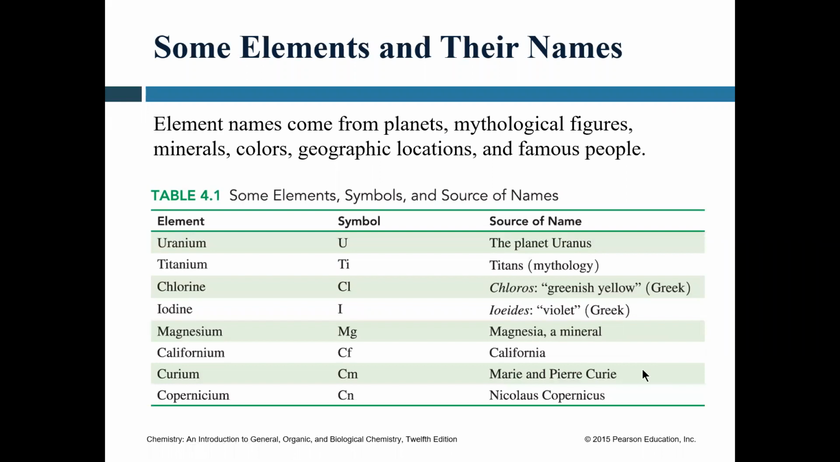So here are some elements with their corresponding names. We've got uranium, symbol U for the planet Uranus. Titanium, Ti for the Titans. Chlorine, symbol is Cl, not Ch. Root is chloros, which is greenish yellow, because chlorine gas itself has this kind of icky yellowish color. Iodine is I. Iodis, which is violet, because iodine in its gaseous form has this really pretty purple color.